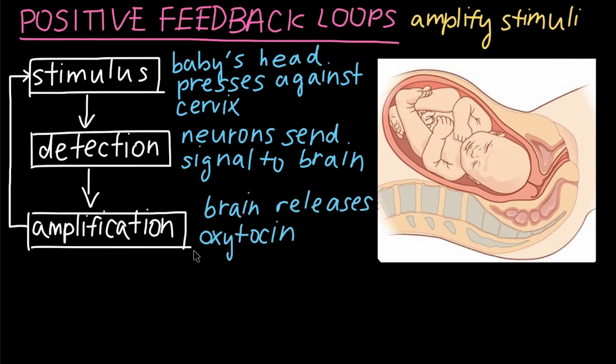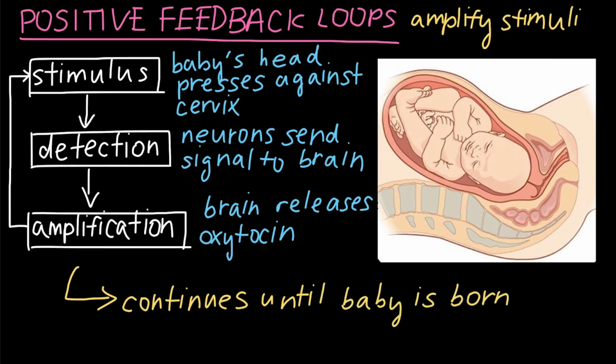Now, oxytocin is responsible for causing the uterus to contract, which, as you might have guessed, causes more pressure on the cervix, which sends more neural signals, which releases more oxytocin, and this loop continues on, all the way until the baby is born. So when the baby is born, because the baby's head isn't pressing up against the cervix and the pelvic floor anymore, the neuron stops sending the signal and the brain stops triggering the release of so much oxytocin. So that's how the loop will eventually come to an end.